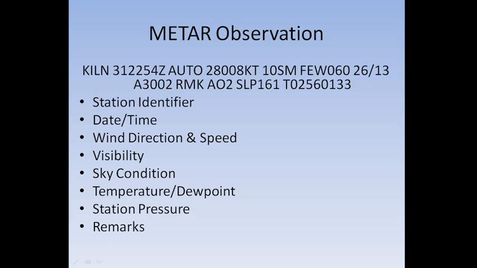Few at 6,000 feet. 060 is 6,000 feet. If it was 006, that would be 600 feet. And if it was, say, 200, that would be 20,000 feet. Typically, what you see is a 200 or 250, maybe sometimes a 300 on some cirrus clouds at 30,000 feet. Pretty much the highest you're going to see a cloud layer. Typically 20 to 25,000. Temperature 26 degrees Celsius. Dew point's 13 degrees Celsius.